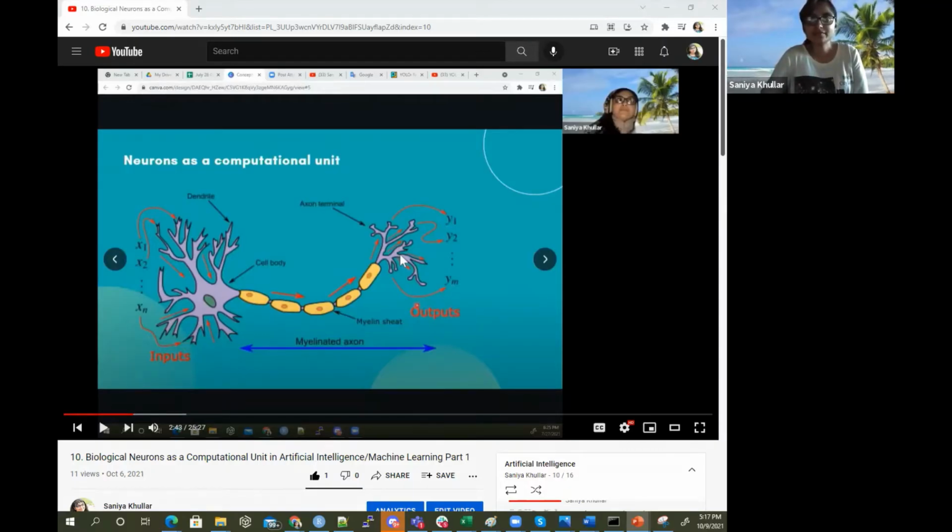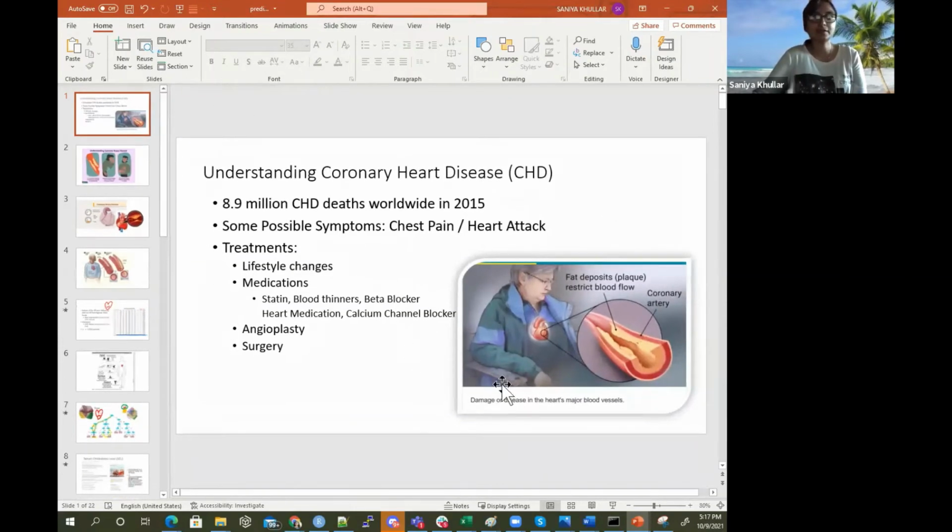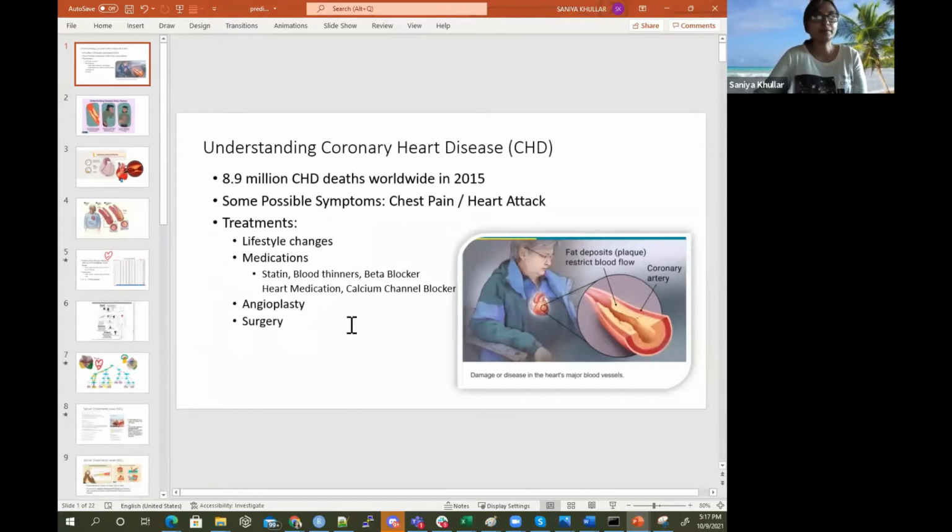So what does a predictive model allow us to do? I'm going to explain what predictive models are going to help us do. So we have coronary heart disease. There were about 8.9 million deaths in 2015. So about 6 years ago, when you were just 8 years old, there were 8.9 million coronary heart disease deaths worldwide.